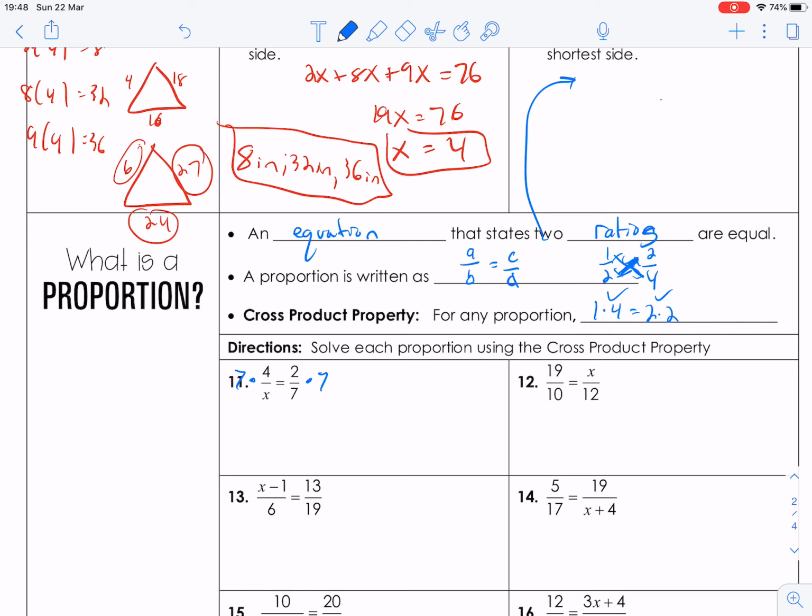Then what happens is the 7s cancel out, and you're left with 28 over x equals 2. And then you have to multiply both sides by x. That gets rid of the x, and we get 28 equals 2x. So that is where cross multiplication comes from. So remember that 28 equals 2x. So here we go.